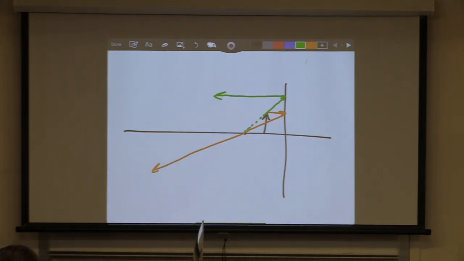And then my last ray, I'm going to draw to the intersection, and it's going to leave at the same angle that it came in at.